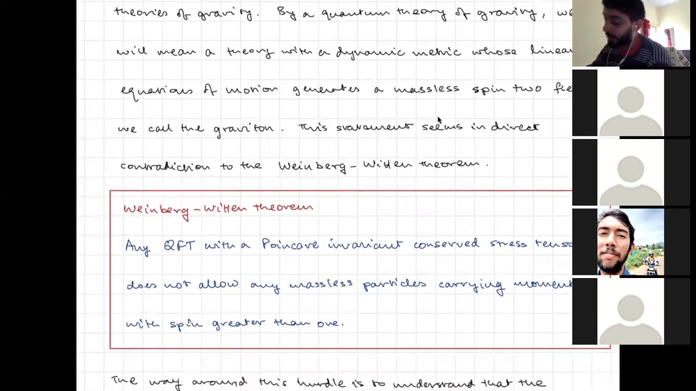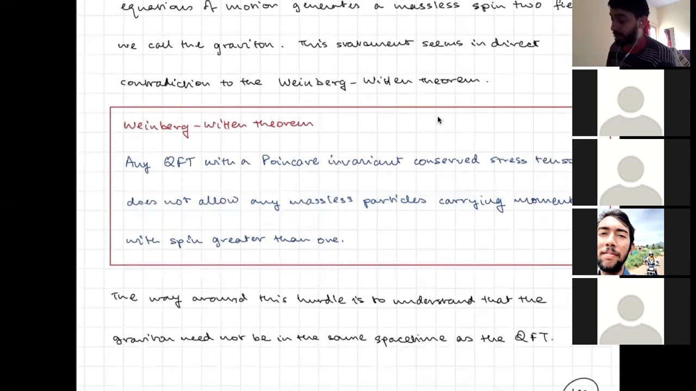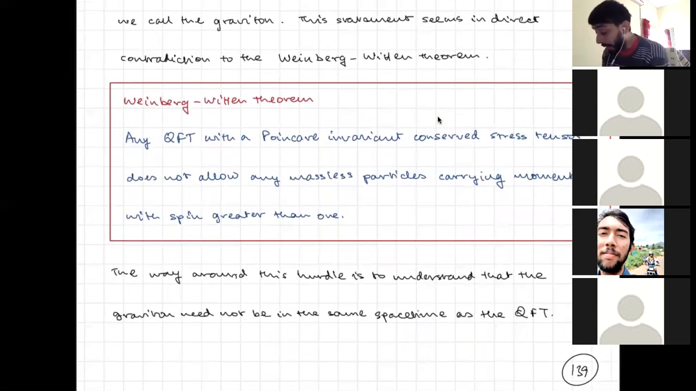So you are in trouble, in the sense that in order to have a quantum theory of GR, you must have a massless spin 2 object. But here you have a proved theorem by no other than Weinberg and Witten, which says you can't do this. The way around this apparently insurmountable hurdle is to understand that the graviton need not exist in the same spacetime as the field theory itself. Okay, so let's try and understand this a little better.